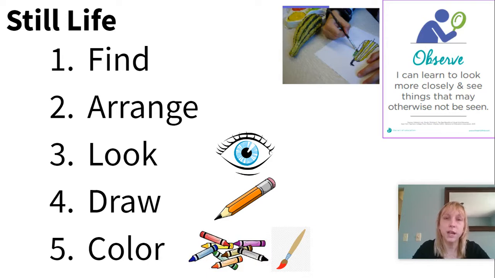When you start, I would recommend starting in pencil first, and you're always looking back at your still life that you're drawing. So you're going to draw and kind of look at it, draw, look at it, and keep noticing all those details and shapes. Once you get done, you can color it however you choose to or have available to you, with crayons, markers, paint, whatever you have available for that.